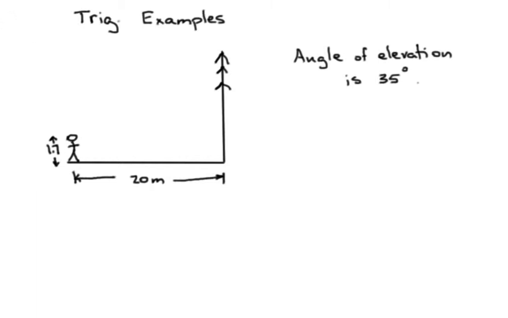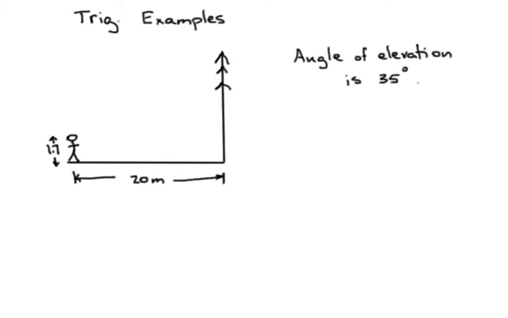Today we're going to look at some trig examples. And I've already sketched out a little drawing here where we've got a tree and we're trying to determine the height of this tree. We've got some other information. We've got a person standing 20 meters away from the tree and the height of this person is 1.7 meters. It also tells us the angle of elevation is 35 degrees.